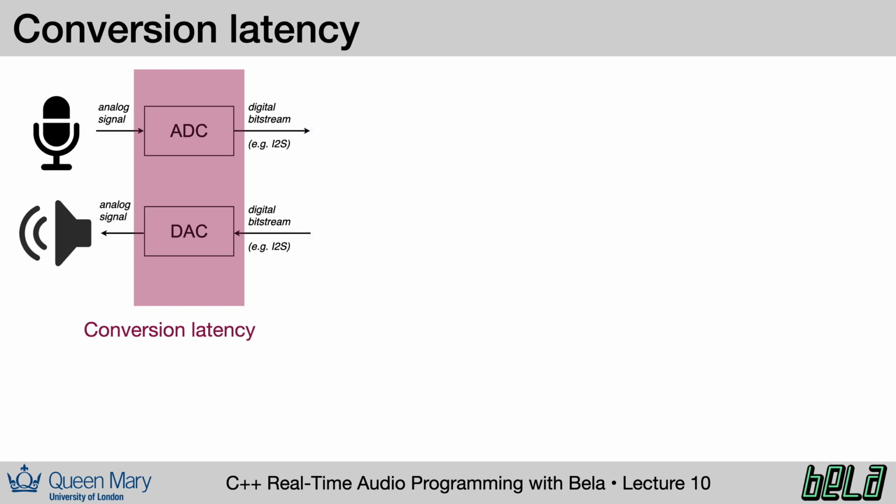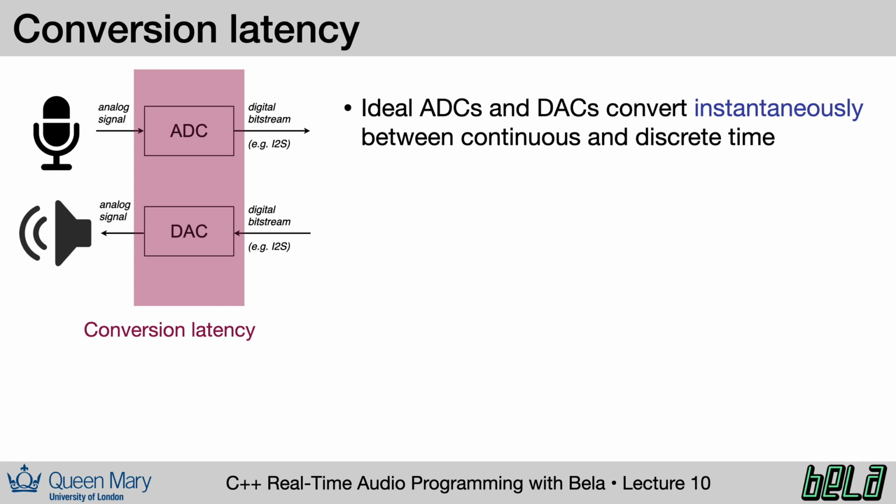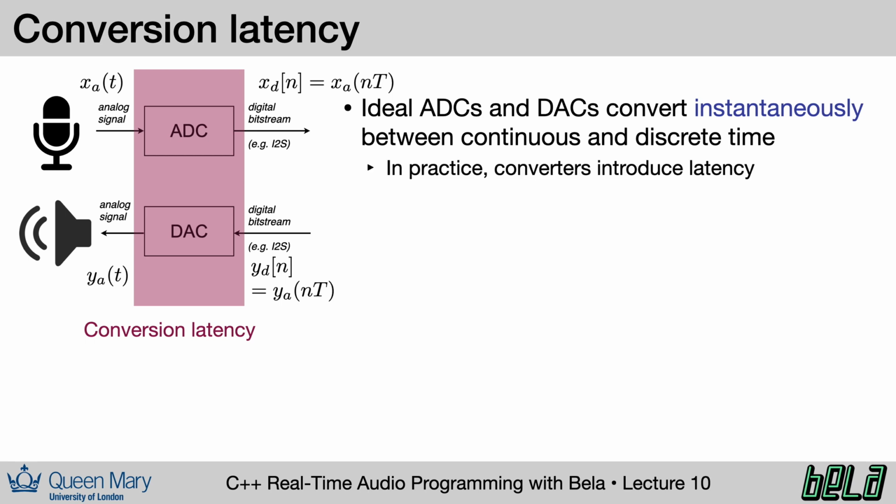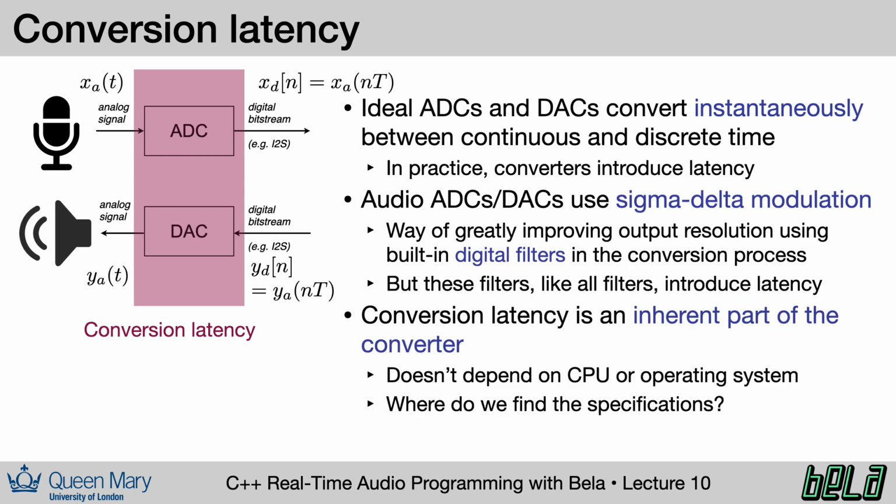First, we'll look at the latency inherent to the audio converters. In the ideal case, we would have an instantaneous conversion from continuous to discrete time and back, according to these sampling equations here. In practice, our ADCs and DACs introduce a latency because of the sigma-delta modulation that they use and the built-in digital filters that are used in the sigma-delta process. To re-emphasize, this is a latency that does not depend on the processor or the operating system in any way.